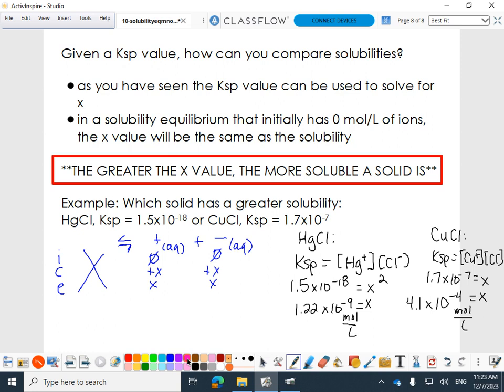Okay, so the greater the x value, the more soluble the solid is. When it's all 1 to 1, then you could just take a look at the KSP. But if it's not 1 to 1, you would definitely have to solve for x. Okay, so CuCl has a greater x value. It has a greater molar solubility.